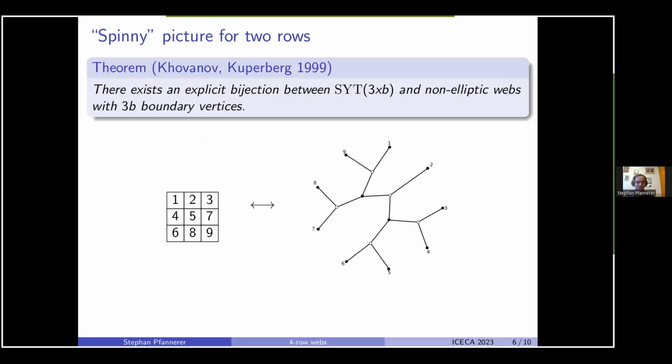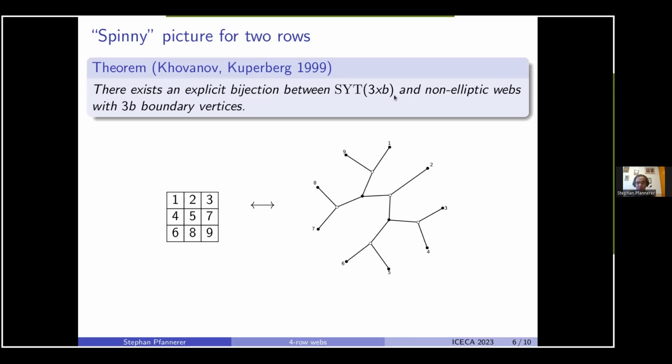Let's have a look at 3 rows. There is a nice map by Khovanov and Kuperberg from 1999 that maps standard Young tableaux to diagrams that look like this. Let's talk a little bit about what you can see here on the right side. We still have vertices on the boundary, and the number is the same as the number of boxes in a standard Young tableau. The vertices on the boundary all have degree 1. Then we have internal vertices, all of them have degree 3. And we see some bipartiteness, so we have black and white vertices.